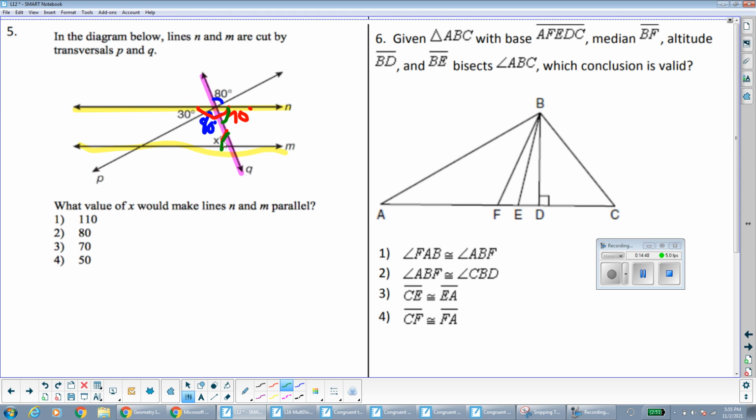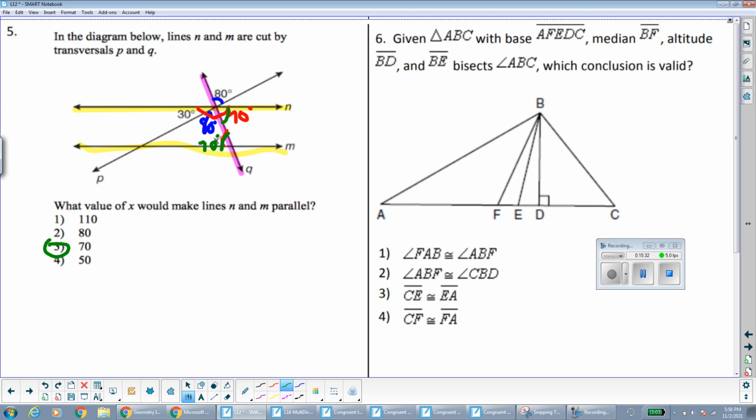Remember, if alternate interior angles are congruent, then lines are parallel. So if this alternate interior angle was 70 degrees, then we would know that we had a pair of congruent alternate interior angles showing that the lines are parallel to each other. So once again, if I can show that a pair of alternate interior angles are congruent to each other, that's enough to prove that we have parallel lines. So if x is 70 degrees, if it's the same as this angle over here, then we would have a congruent pair of alternate interior angles, making the lines parallel to each other.